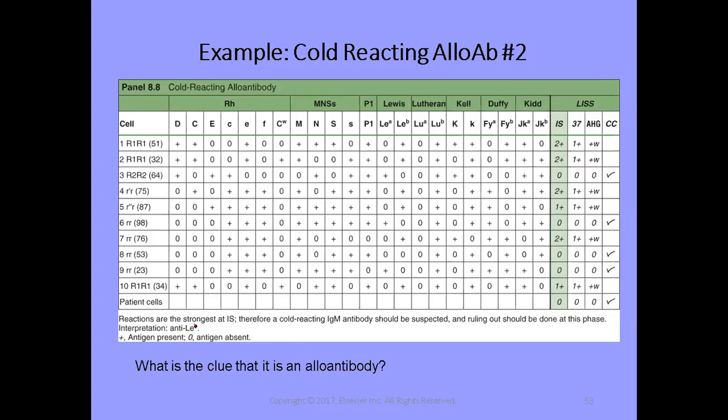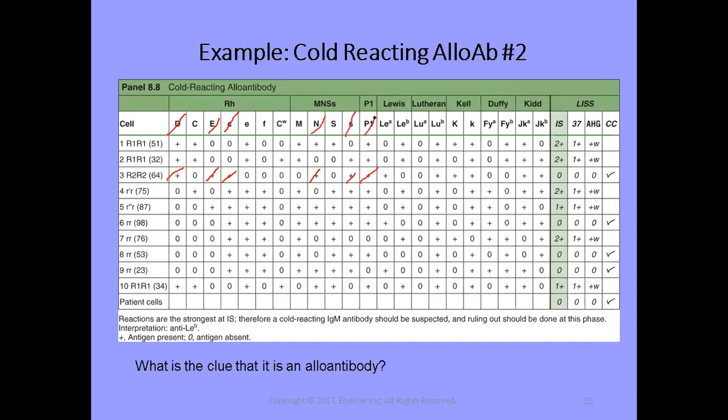So if you wanted to go through and do the elimination, you have a couple cells you could use. Let's do it real quick. Let's look at cell 3. Remember, we have to look for ones that are negative through all phases of testing. So I'm going to get rid of D, and some of these we know don't react at cool temperatures. Got rid of N, get rid of little s.